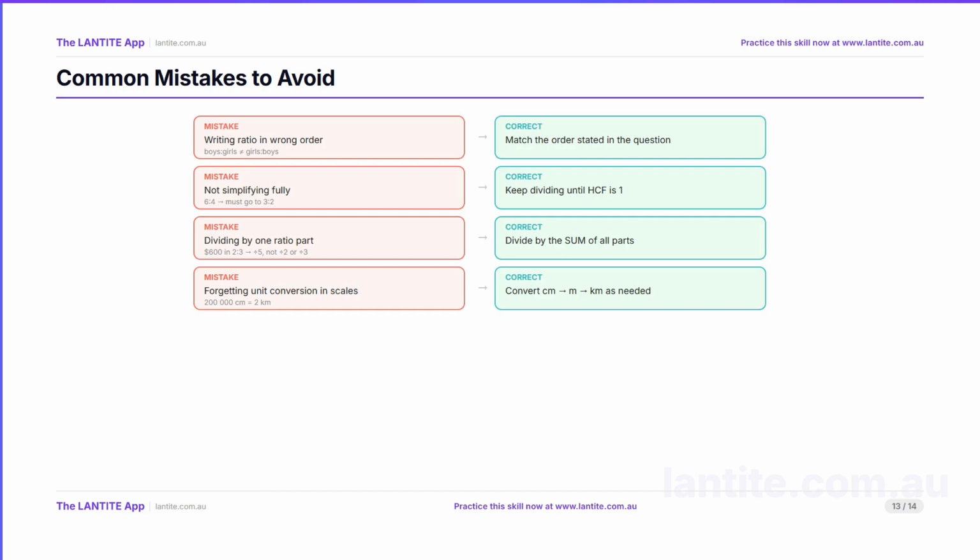Before we wrap up, here are the most common mistakes with ratios. First, getting the order of the ratio wrong. If a question says boys to girls, make sure boys come first. Second, forgetting to simplify fully. Always check whether you can divide further. Third, when sharing in a ratio, dividing by the wrong number. You divide by the total number of parts, not by one of the ratio numbers. And fourth, forgetting to convert units in scale problems. Always make sure your final answer is in the units the question asks for.